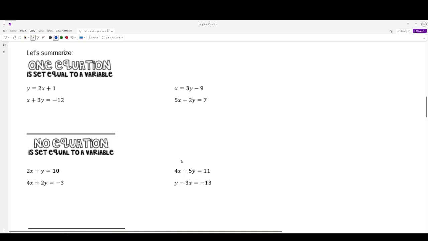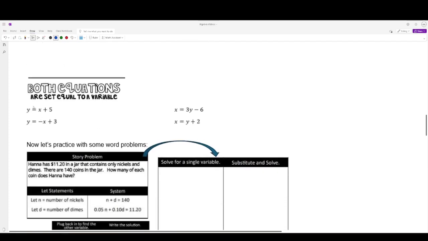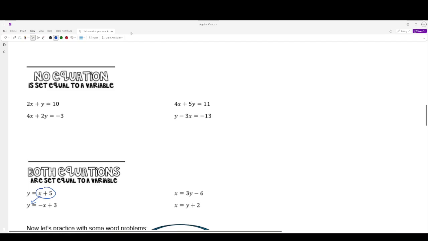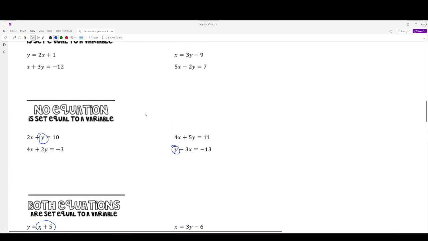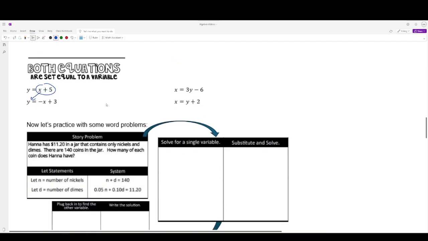We have both equations set to a variable, so this is the one we started with where we can just chain them together and basically say this goes here, so x plus 5 equals negative x plus 3. We've got ones where there's not anything pre-isolated, so we look for something that we can isolate, like this y or this y. And then we have one where there's already a variable isolated, so we just go ahead and plug that in for the variable in the other equation. So all of those are pretty straightforward and follow those same steps.